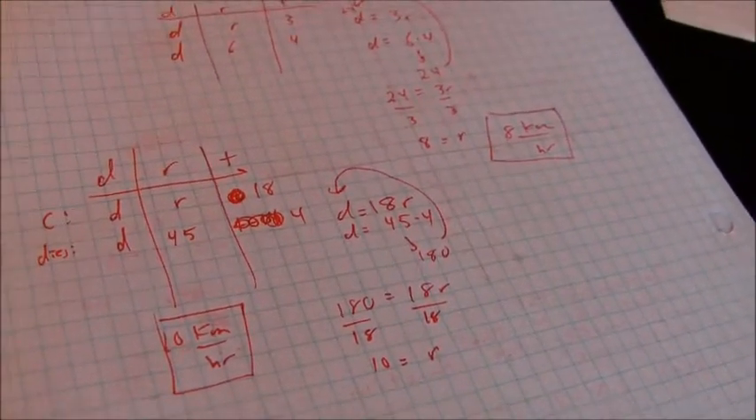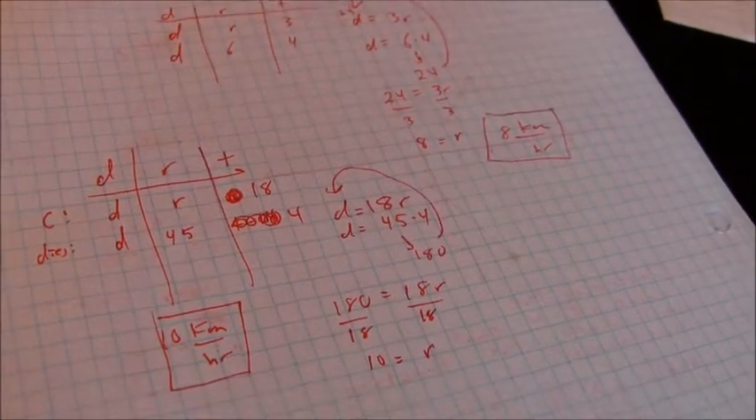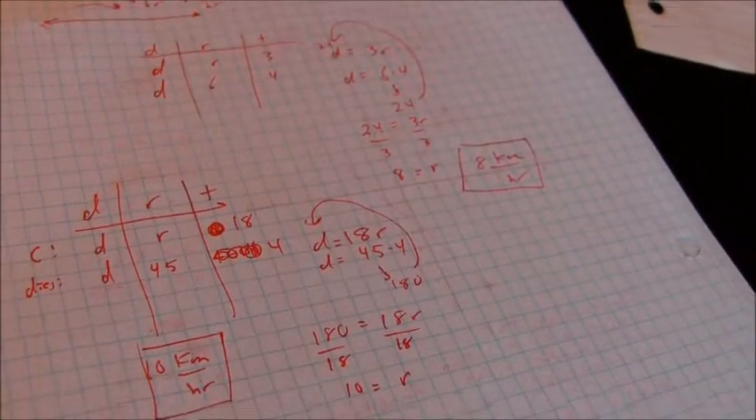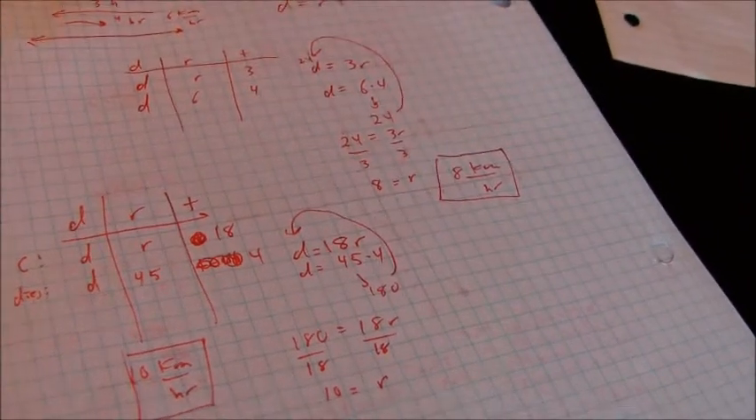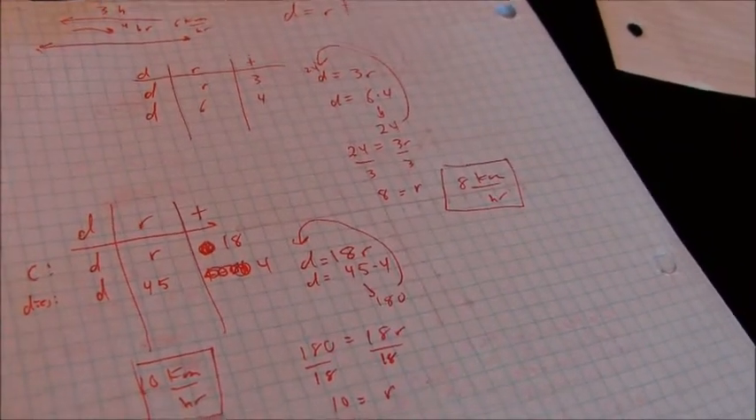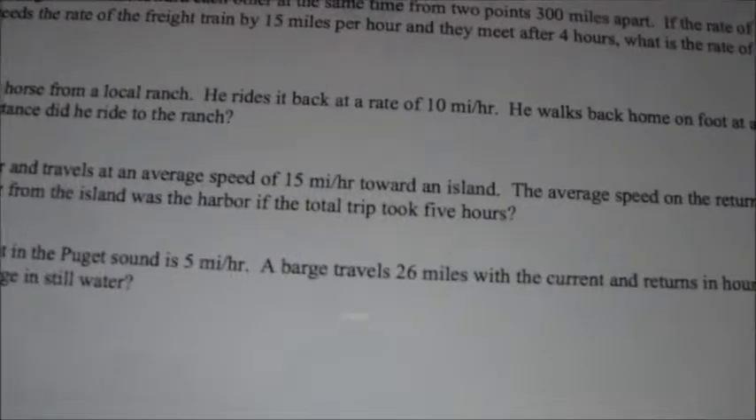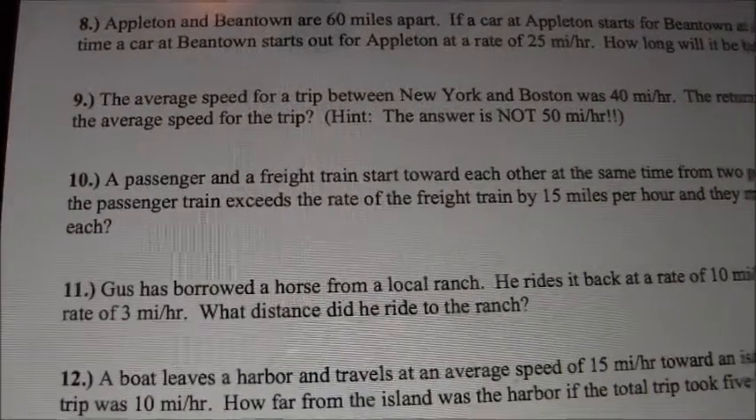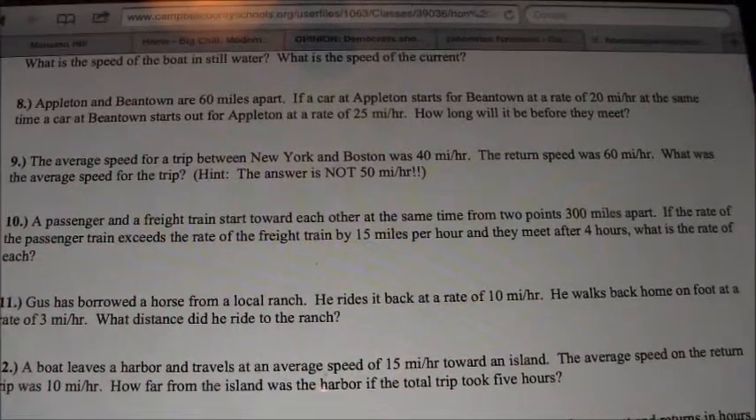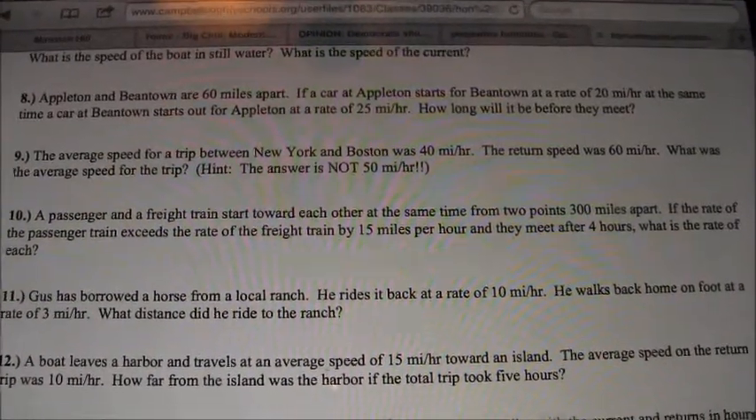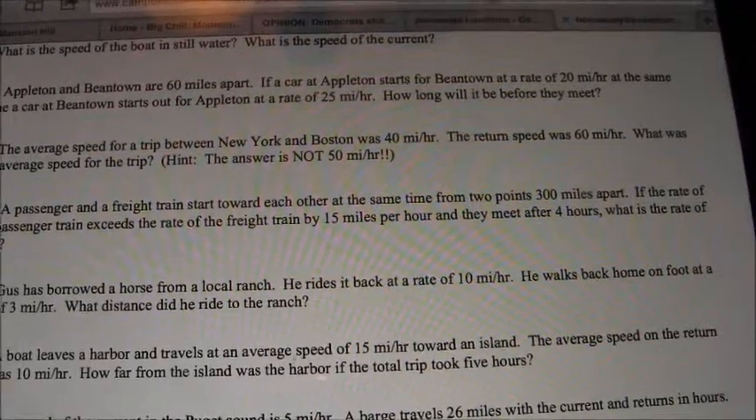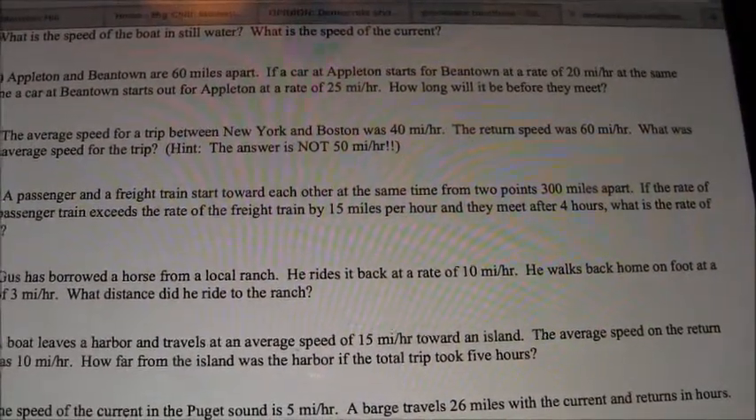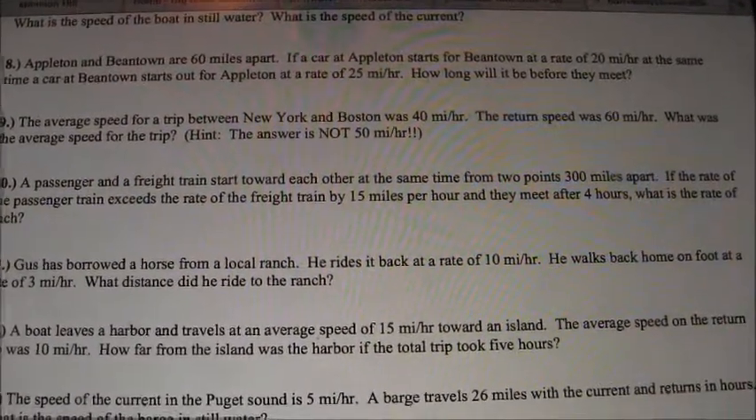Okay. To take a look at another one. I'm going to look at number 10 this time. Number 10 says, if I can get it here, a passenger and a freight train start toward each other at the same time from positions 300 miles apart. If the rate of the passenger train exceeds the rate of the freight train by 15 miles per hour and they meet after 4 hours, what is the rate of each?